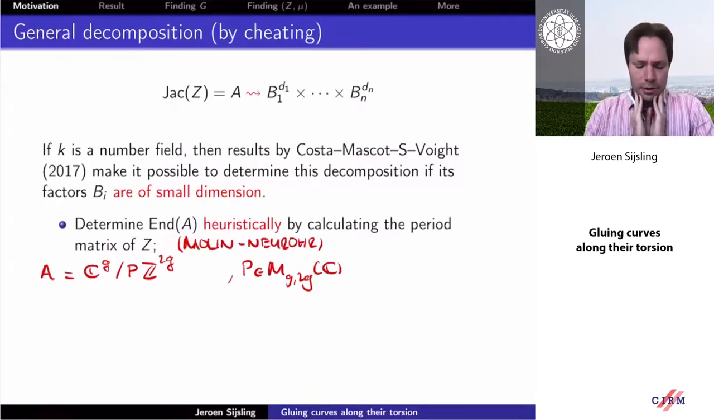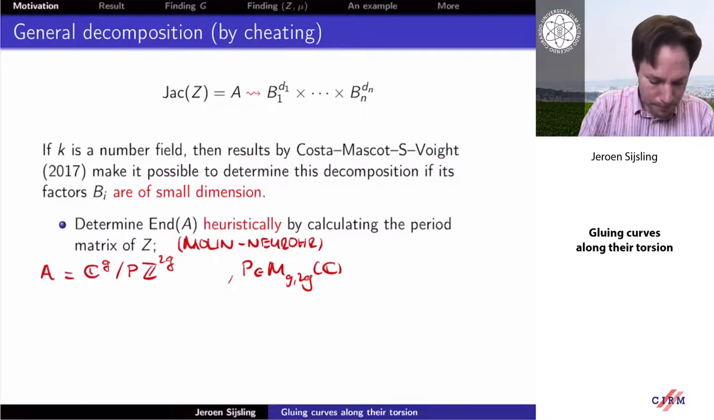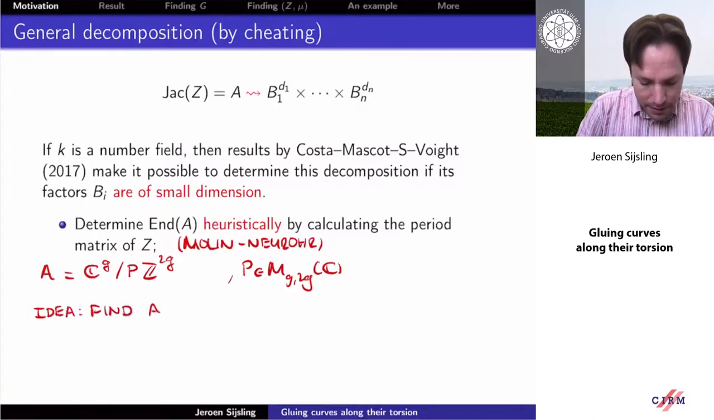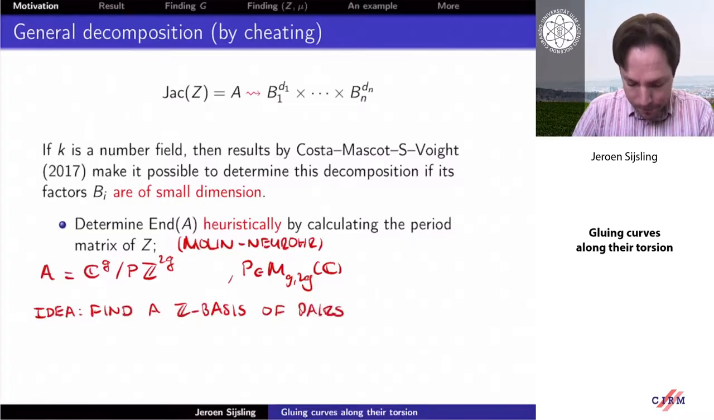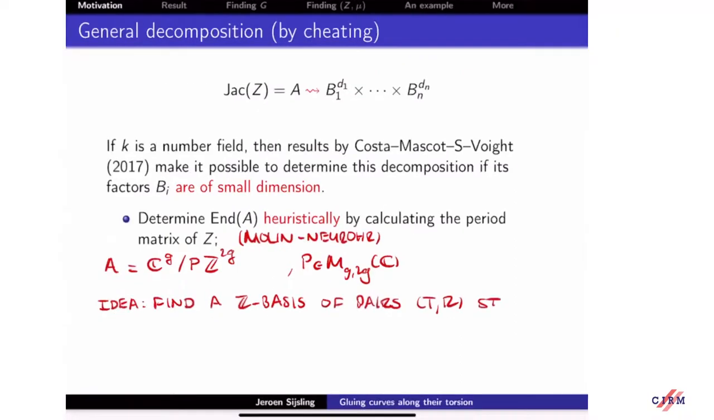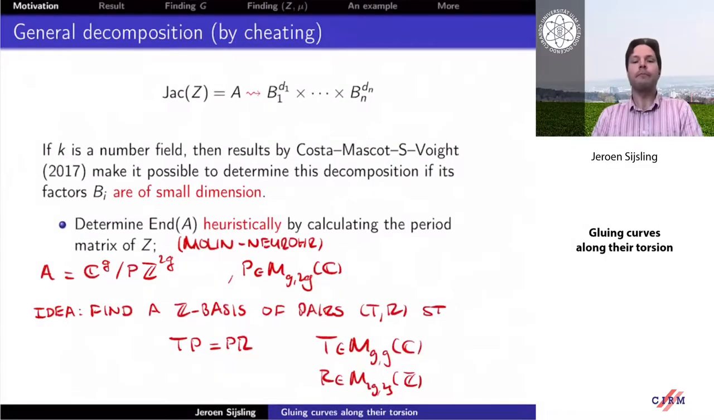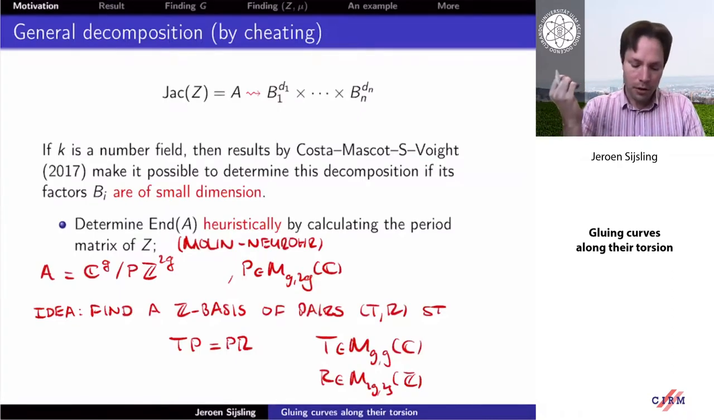How then do we determine this endomorphism ring of A? Well, the idea is the following. You find a Z basis of pairs (T, R) such that the following holds: TP = PR. And what are these T and R? They are certain matrices. T is a g by g matrix with entries in C. On the other hand, R has entries in Z. And these are the representations of the corresponding endomorphisms on the tangent space and on the homology.